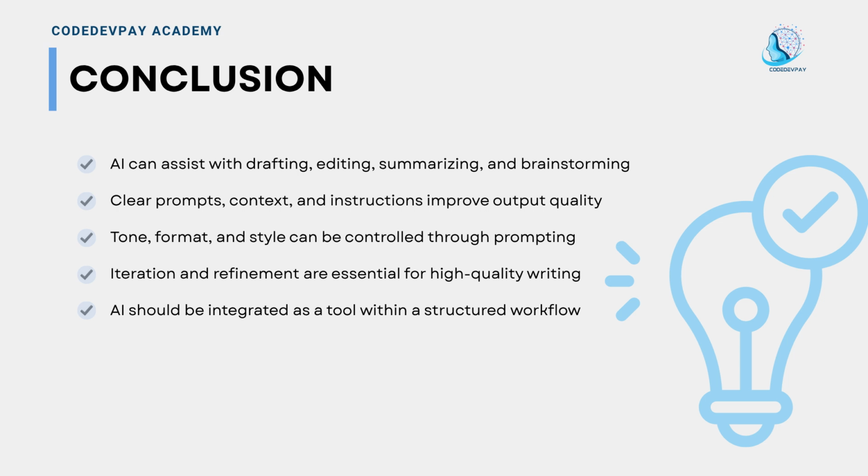And to conclude this lesson, we know that AI can assist with drafting, editing, summarizing, and brainstorming. Clear prompts, context, and instructions improve output quality. The tone, format, and style can be controlled through prompting. Iteration and refinement are essential for high quality writing, and AI should be integrated as a tool within a structured workflow.